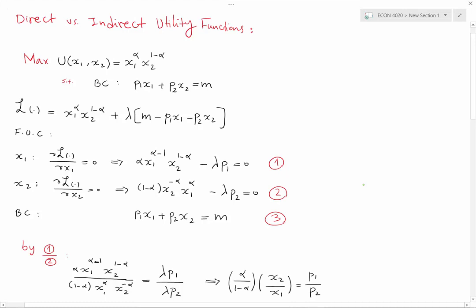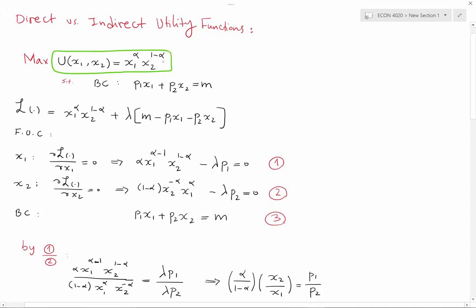In this video, I'm going to talk about the derivation of indirect utility function. Assuming that we are given this direct utility function, how we can derive an indirect utility function equivalent to this direct utility function.